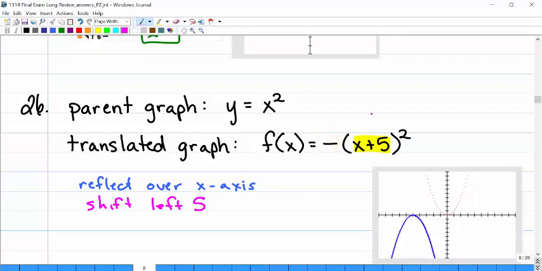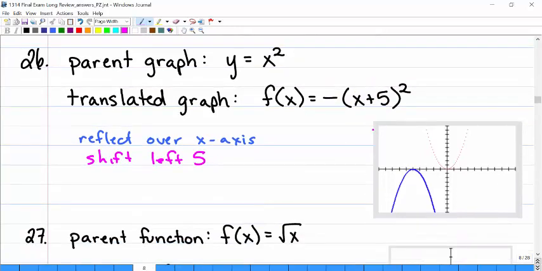So if you look at our parent graph here, I've graphed it on the graphing calculator. It's in the dotted line. That's the parent graph, y equals x squared. And then I graphed y equals negative quantity x plus 5 squared, and it's down here. You see that it's reflected over the x-axis, and it's also been shifted left 5.